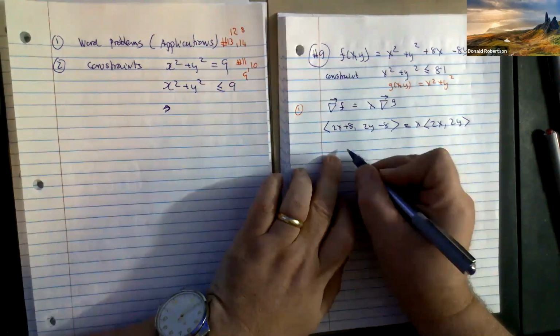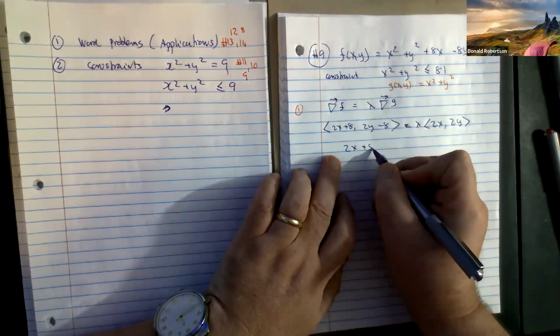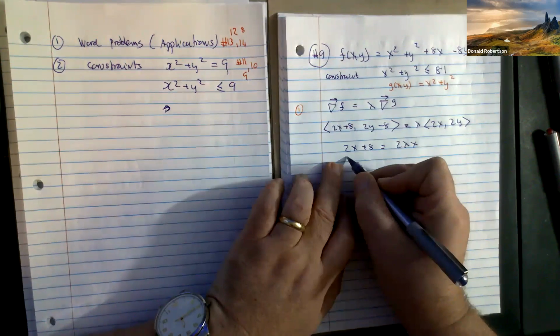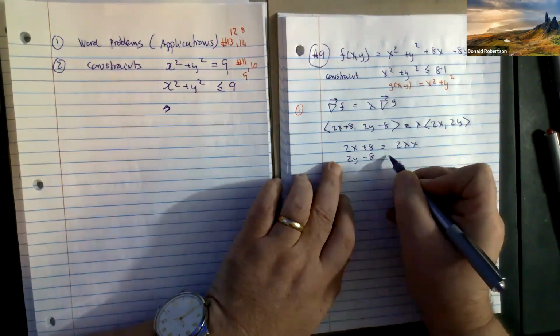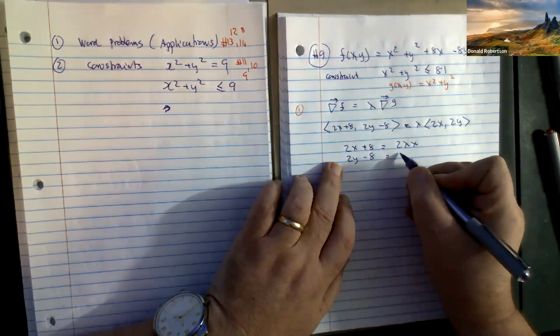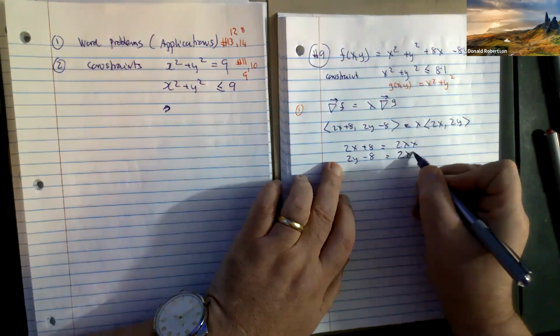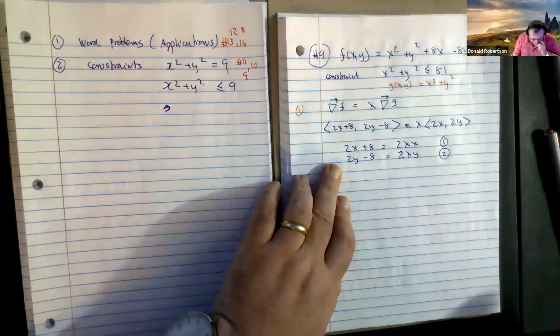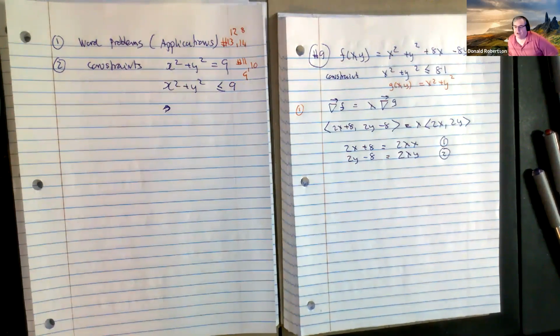Now, if we match them up, we have 2x plus 8 equals 2 lambda x. And then we have 2y take away 8 is going to equal 2 lambda y. And that's going to be equation 1. And that's going to be equation 2. And I don't see anything really different yet. Hopefully neither do you. So far, so good.